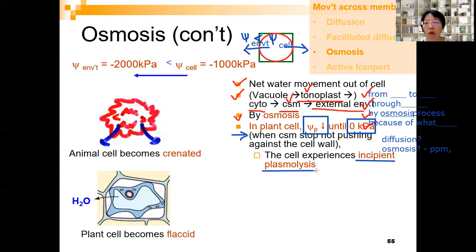So what do you mean by incipient plasmolysis? This is the starting point of plasmolysis. Initially the cell is turgid, and then the water goes out of the cell until the cell is no longer pressing against the cell wall. So psi p is exactly equal to 0. This is incipient plasmolysis, the starting point of plasmolysis. Because after this point, if the water continues to go out, the cell will shrink. The cell surface membrane, the protoplast, will shrink away from the cell wall.